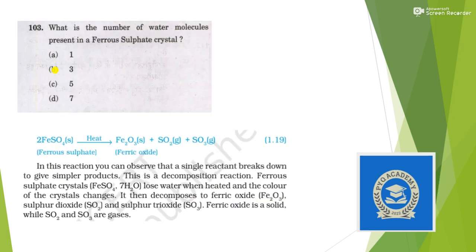Next question, what is the number of water molecules present in ferrous sulphate? So this is also directly from NCERT. So UPSC is checking how much you are observing while you are going through line by line. It is written just in bracket that FeSO4.7H2O, and this is our answer, that ferrous sulphate has 7 molecules of water. So be careful while reading each and every line.